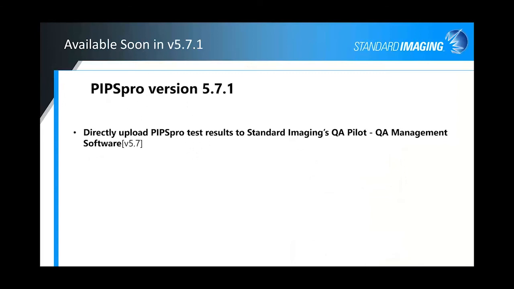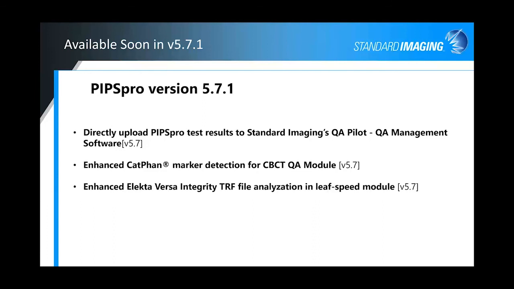So just a quick overview, a summary again. Coming soon in 5.7.1, you can quickly and directly upload your PIPSpro results to our QA Pilot software. We've got enhanced marker detection within the Cone Beam CT module. And there's also enhanced elective versa integrity analysis of the TRF files for the leaf speed module as well. So those are our three main components of 5.7.1.